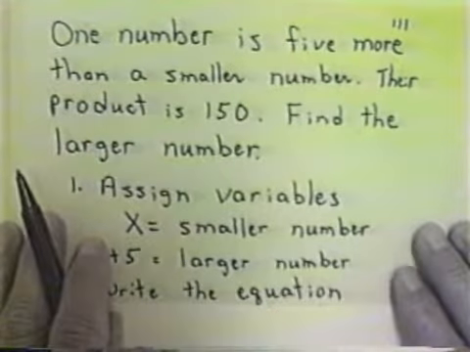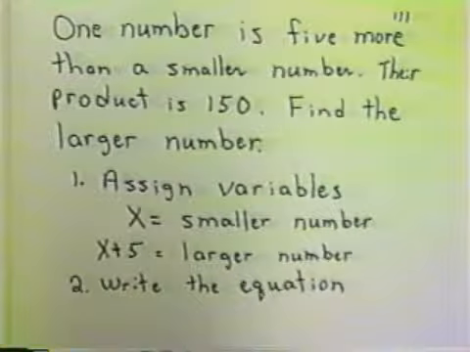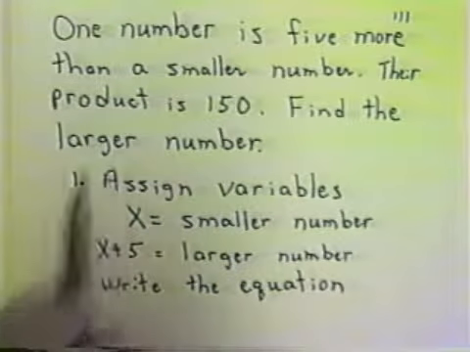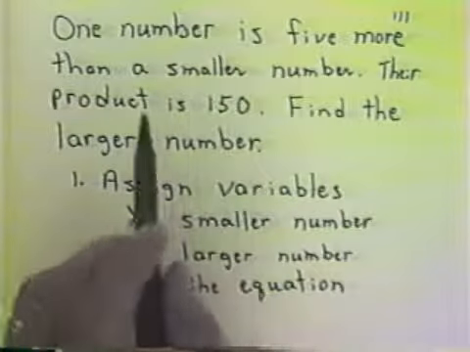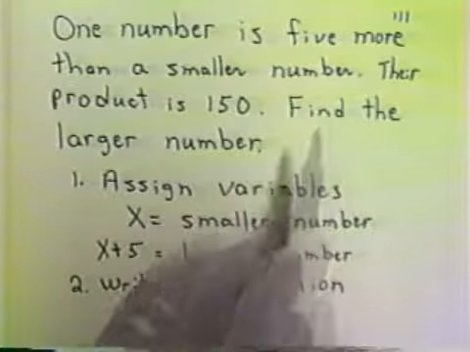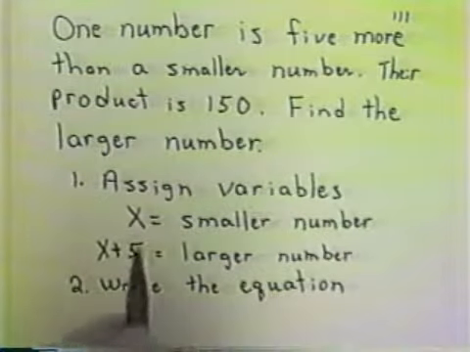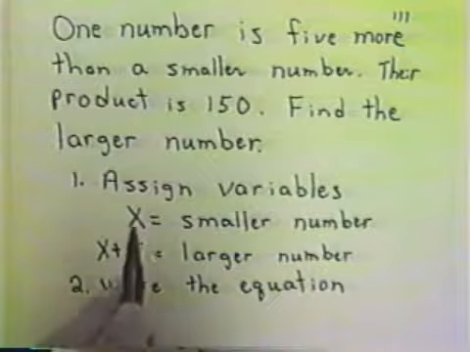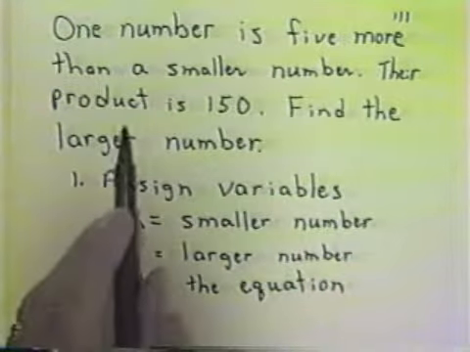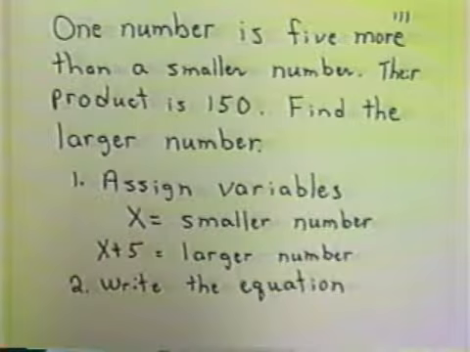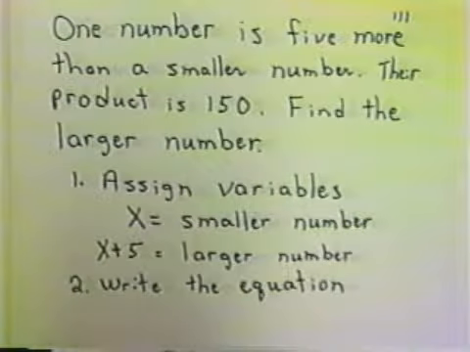The next step is to write the equation. Now I've run out of space to see the problem, but I think we can get it written down here. Write the equation. Here it says their, referring to the 2 numbers, their product is 150. So the product of these 2 numbers is 150. The product is the answer to a multiplication problem. So if I multiply these 2 numbers, I get 150.